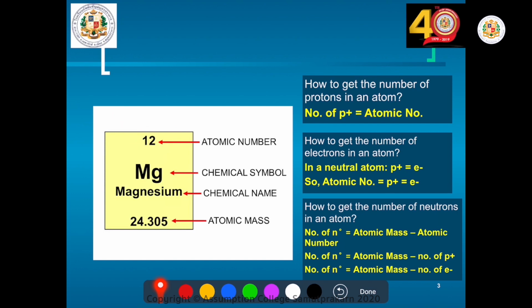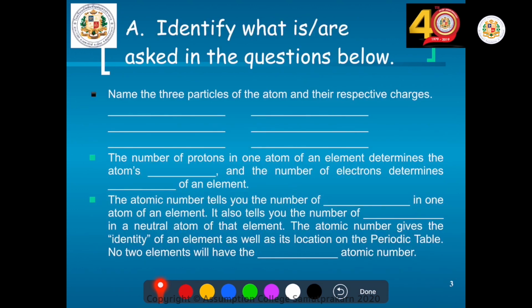Very good, so let's have a look. Let's answer together, and you can check your own homework. The first question is, name the three particles of the atom and their respective charges. What are they? Right, we have proton with a positive charge, electron with a negative charge, and neutron with no charge. Now, the number of protons in one atom of an element determines the atom's atomic number, and the number of electrons, on the other hand, determines the blank of an element.